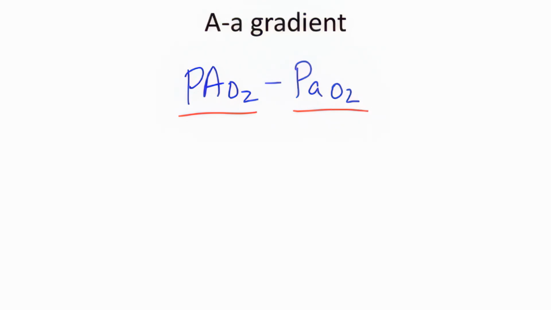The first one is the AA gradient. It's the alveolar oxygen tension, P big AO2, minus the arterial O2 pressure, P little AO2. This is a gradient, so you're subtracting. Sometimes you'll hear about the AA ratio, where you take the same numbers and you divide them. But this is the AA gradient, which is what you need to remember. So you take the pressure of oxygen in the alveoli, which we calculated from the alveolar gas equation, and then you subtract the arterial oxygen pressure, which you measure on your ABG, and that's your AA gradient.